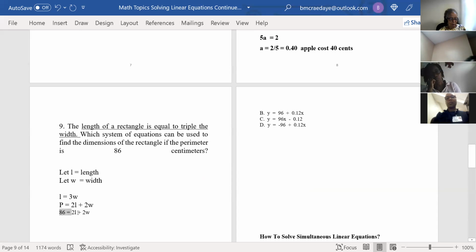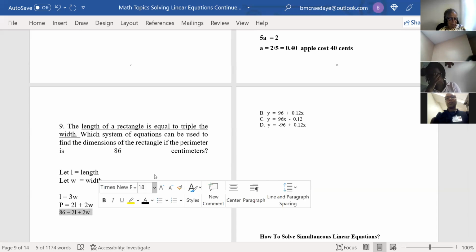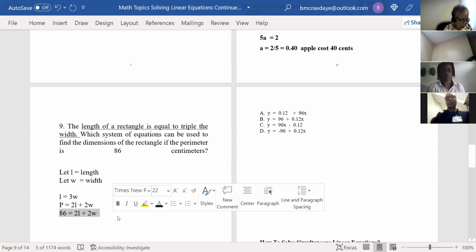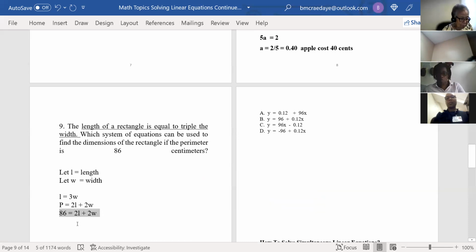Okay, now we could take this a step further. That pretty much answers the question, but since L is 3W, we could put 2 times 3W. Let's just copy this, and for L we want to substitute what we said: L is 3W.